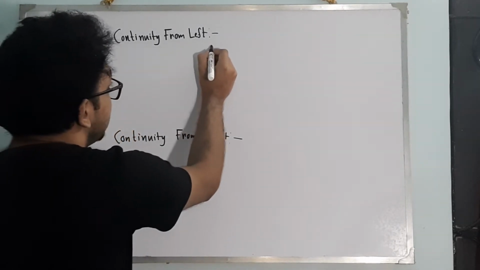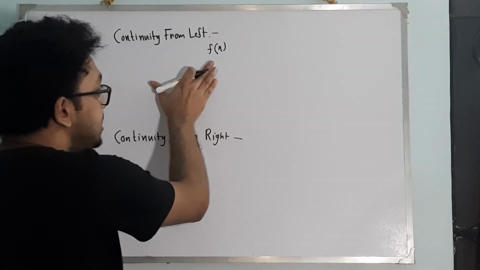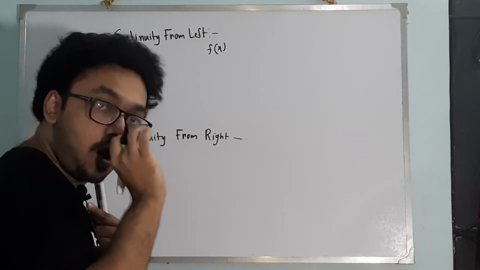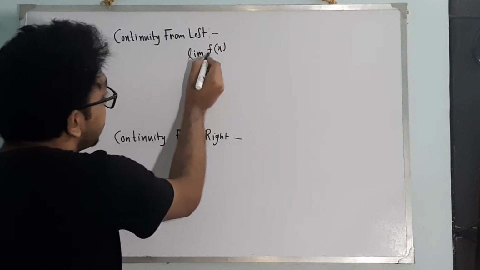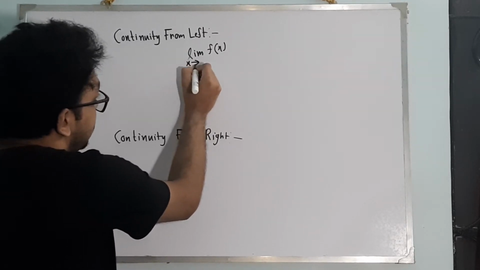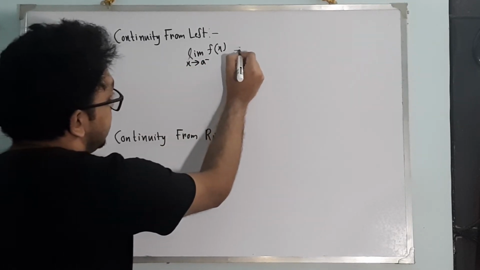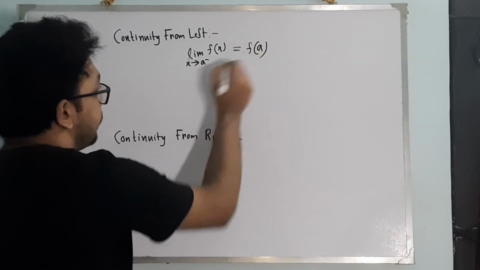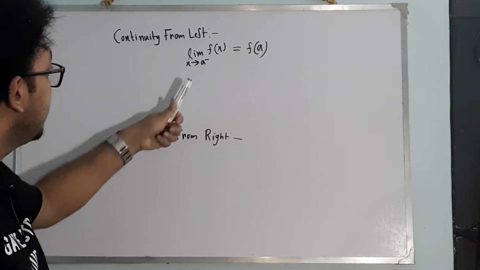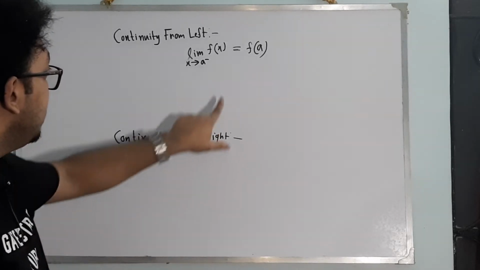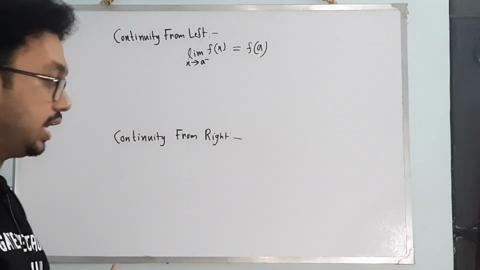Suppose we have a function f of x. The function f of x will be said to be continuous from left at a point x equal to a if the left hand limit for the function at x equal to a, which is denoted by limit of f(x) as x tends to a minus, is the same as f of a. So a function f(x) will be said to be continuous from left at x equal to a if the left hand limit for the function f(x) at x equal to a is the same as f of a.